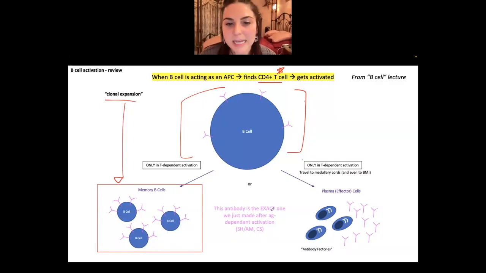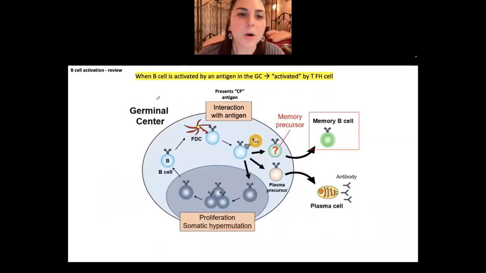And this antibody is the exact one we just made, even after somatic hypermutation, affinity maturation, and class switching. It's really just saving this. It's like the body's saying, let me just store this for later. Those are your memory cells. I don't know if we went into this much detail; I just mentioned somatic hypermutation, affinity maturation, whatever.